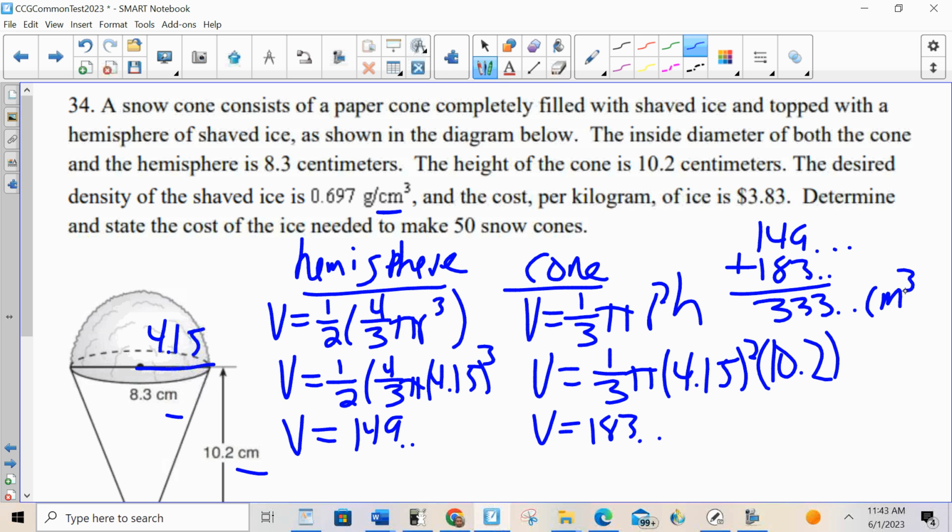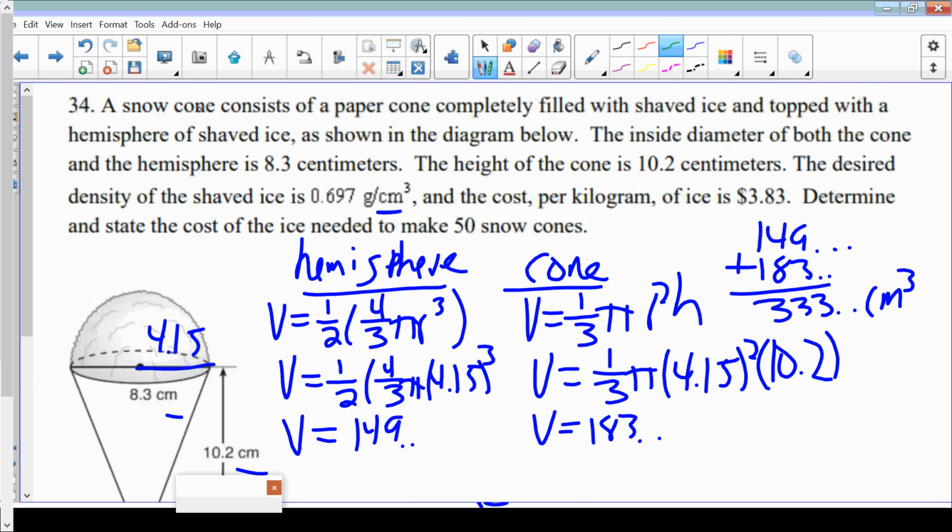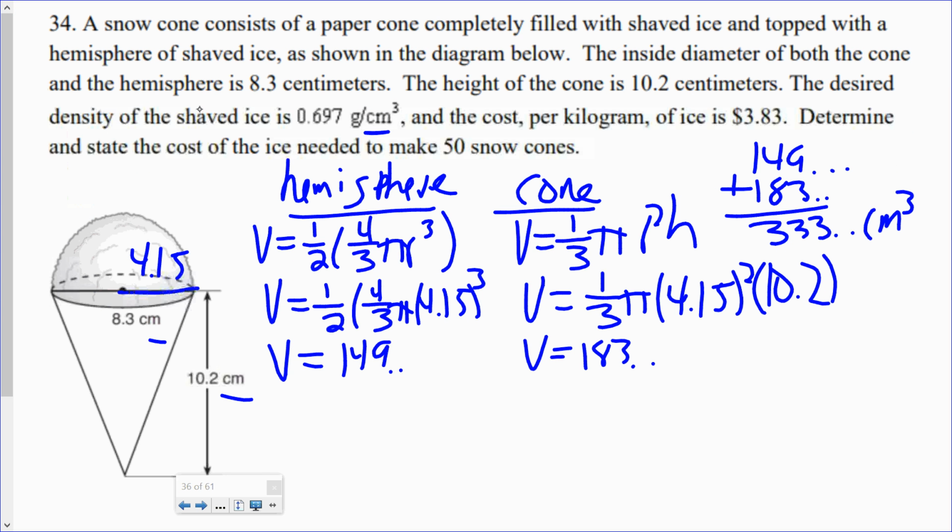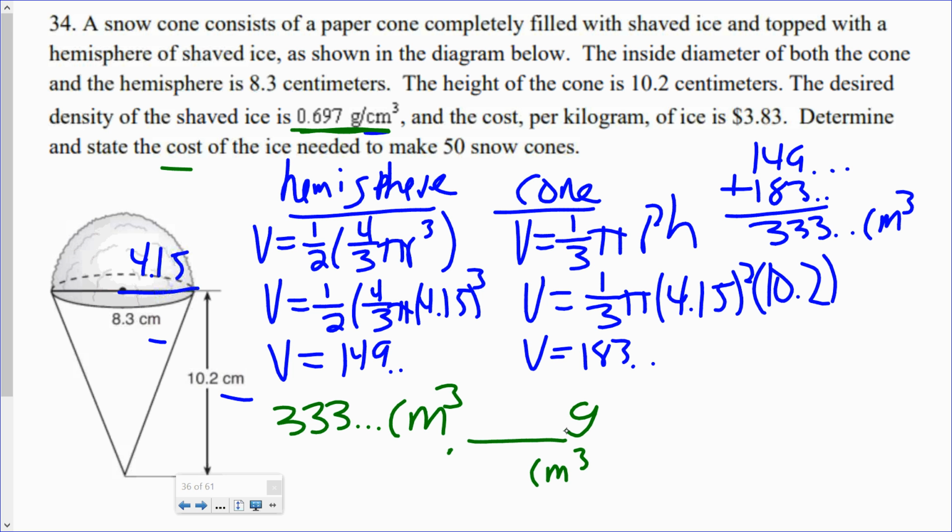So what I'm going to do is erase all this now. Actually, let me see if I can do this by expanding the screen. Yeah, this will work. So now that I have my volume, I begin unit analysis. I'm starting with cubic centimeters. I want to ultimately get to cost. So I want to get rid of cubic centimeters. I'm going to write cubic centimeters on bottom, and look through the problem for cubic centimeters. Boom. Cubic centimeters is changing to grams. 0.697 grams is 1 cubic centimeter. Cubic centimeter is gone. I'm going to cross that out as well.